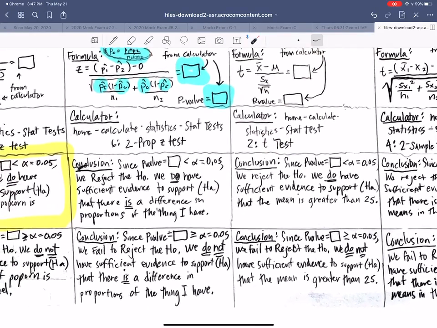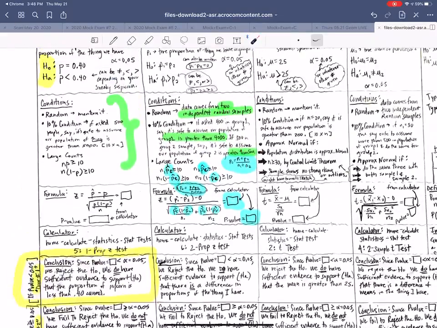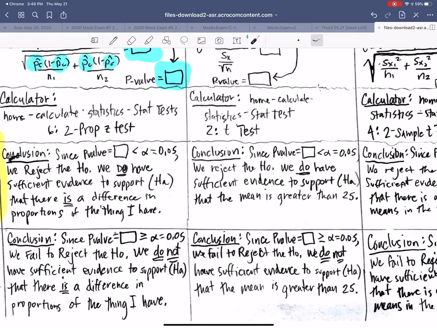So in our conclusion, we would say exactly the same thing. The only thing different is H sub A is different. So that's the only thing changing each time. That's why the poster works, because essentially we're just substituting in H sub A. So if we go back up to the top, H sub A was that mu is greater than 25. So that's why I say we do have sufficient evidence to support that the mean is greater than 25. Now I want to make sure I do context, so 25 minutes of homework, right? Make sure you have context.